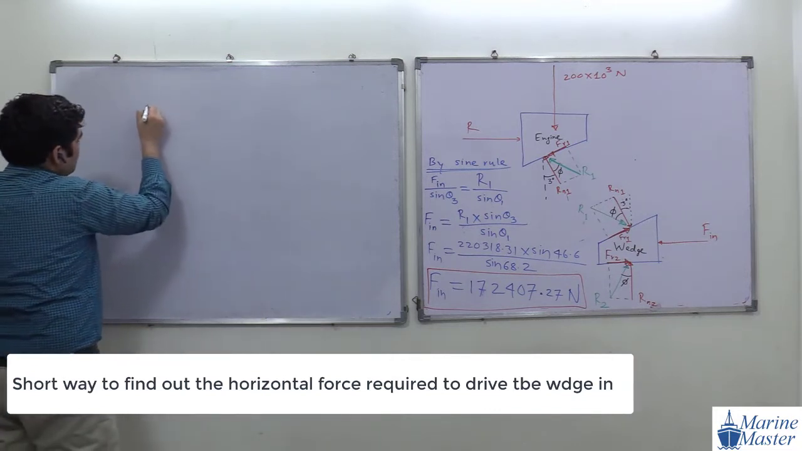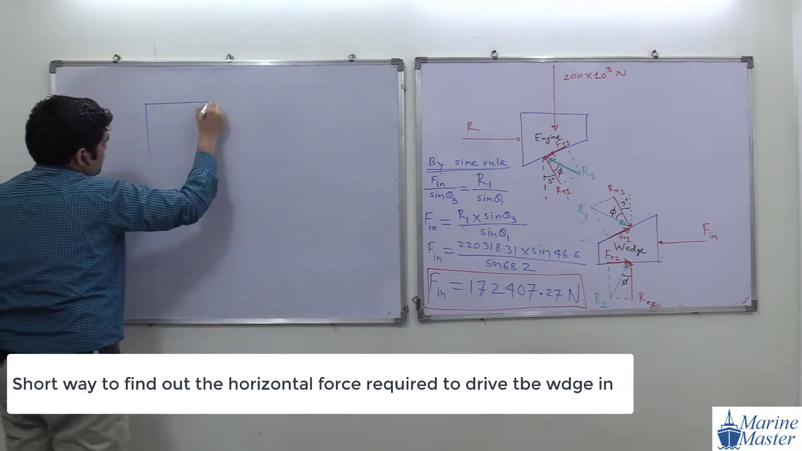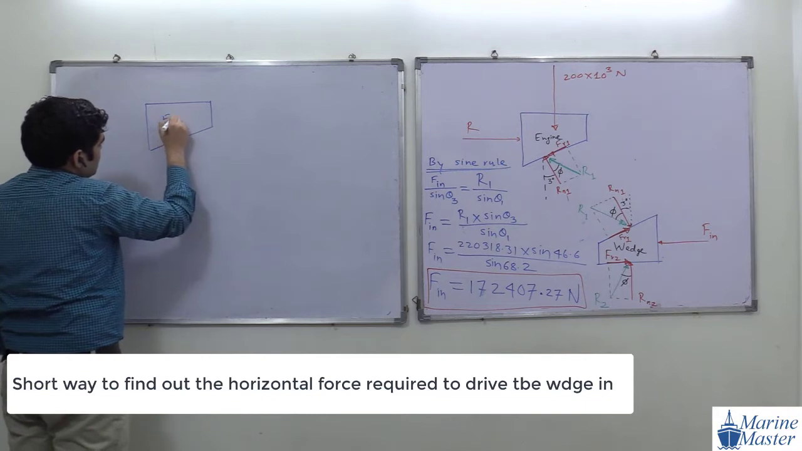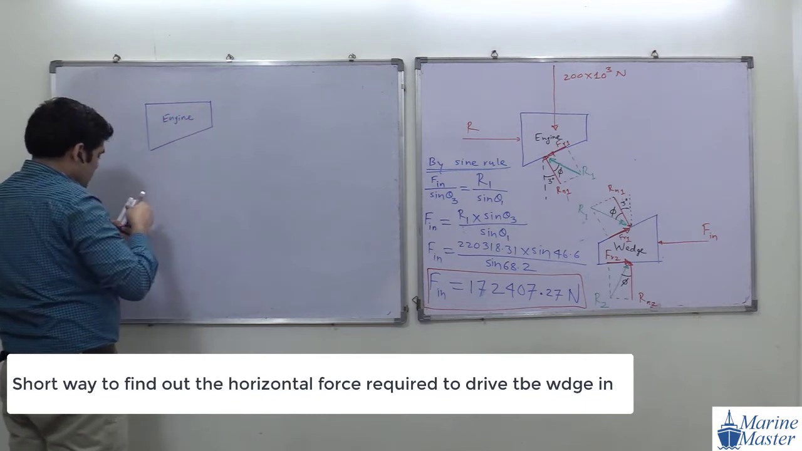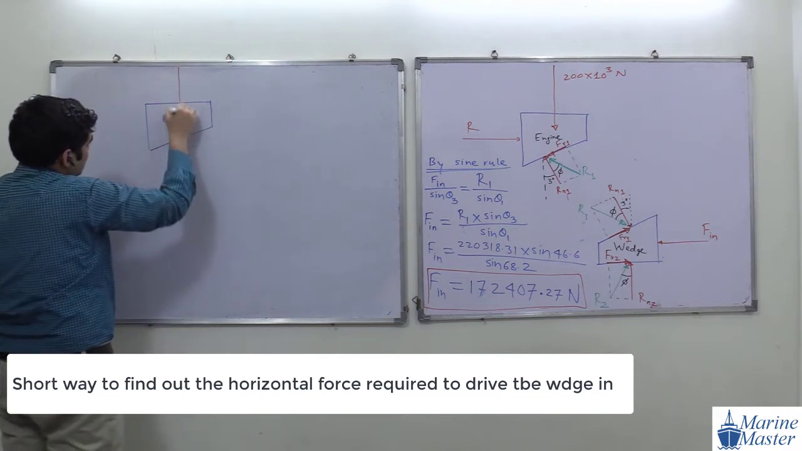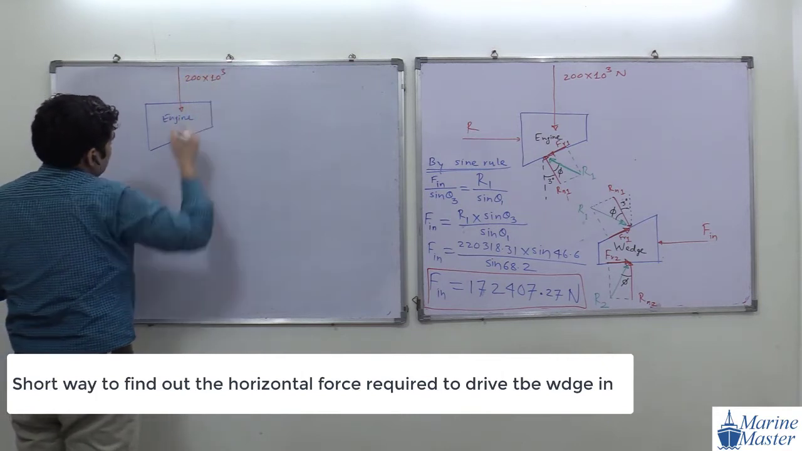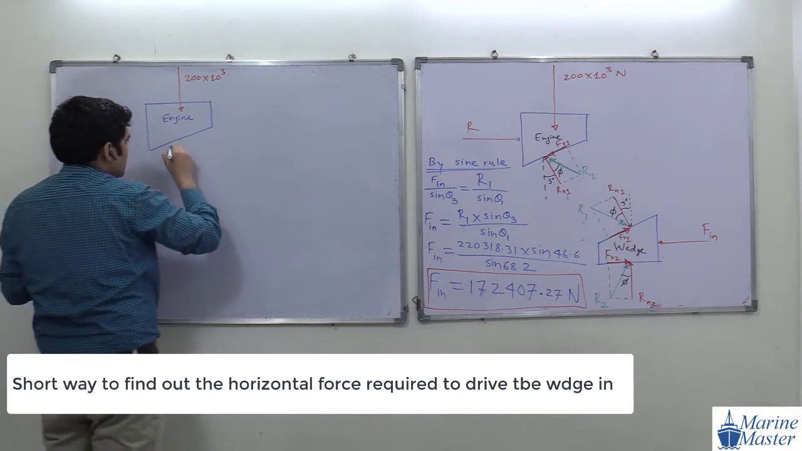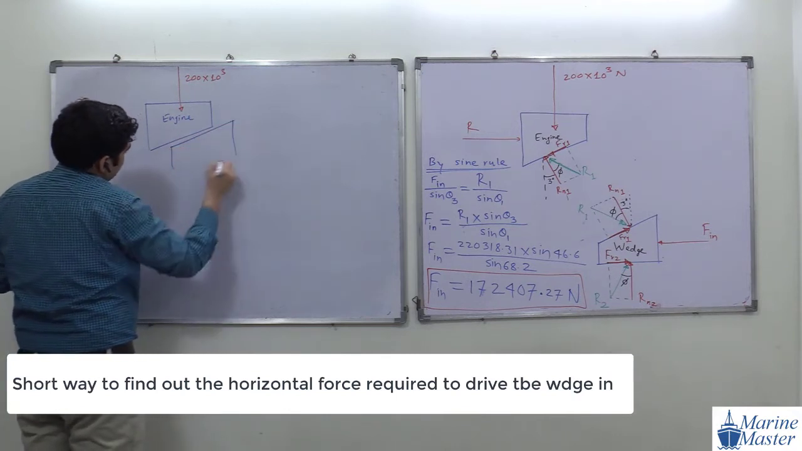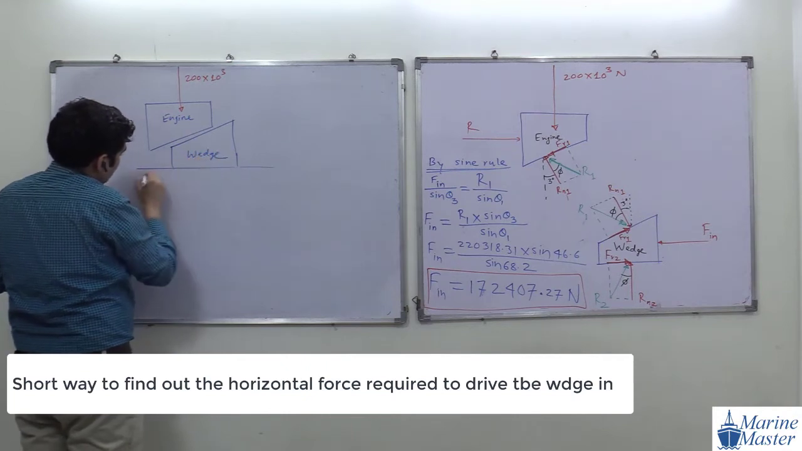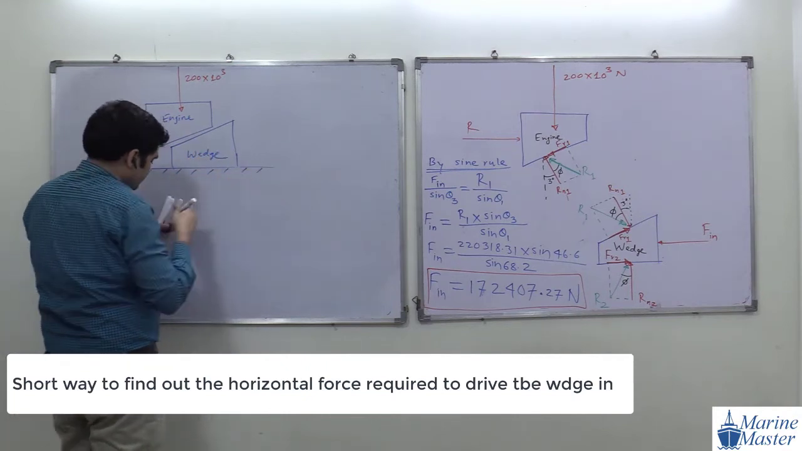So what we have, this is our engine. See the point here, everyone. Very important discussion. This is the engine, how much load is here? Total load is how much? 200 into 10 raised to the power 3. And this is a wedge. Okay, see the point here, everyone.